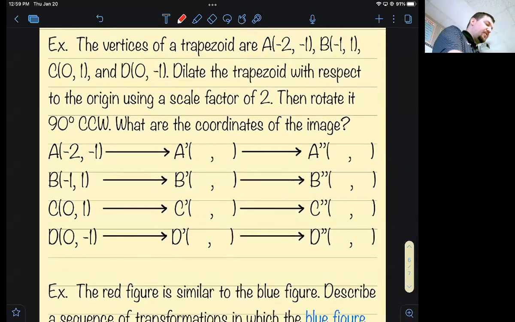All right, so the vertices of a trapezoid are, and I've listed them for you, so I'm not going to read them all. Dilate the trapezoid with respect to the origin using a scale factor of 2. So we're going to dilate first, then rotate it 90 degrees counterclockwise. In fact, I'm going to use a different color so we can see the difference there. And it wants to know what the coordinates are of the image. This will be the double prime image.